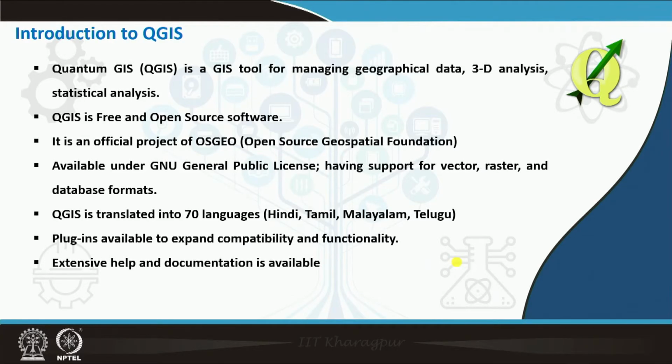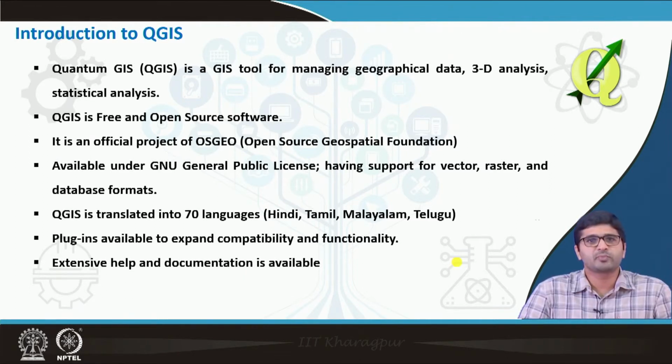Quantum GIS, or famously called QGIS, is a GIS tool for managing geographical data and performing various analyses such as 3D analysis, buffer analysis, overlay analysis, and geostatistical analysis as well. QGIS is free and open source software, freely available to download from the websites and to use for commercial and any other purposes. It is the official project of the Open Source Geospatial Foundation, which develops various software for geospatial purposes, and it is available under a public license. It can handle data such as raster data, vector data, or different database formats.